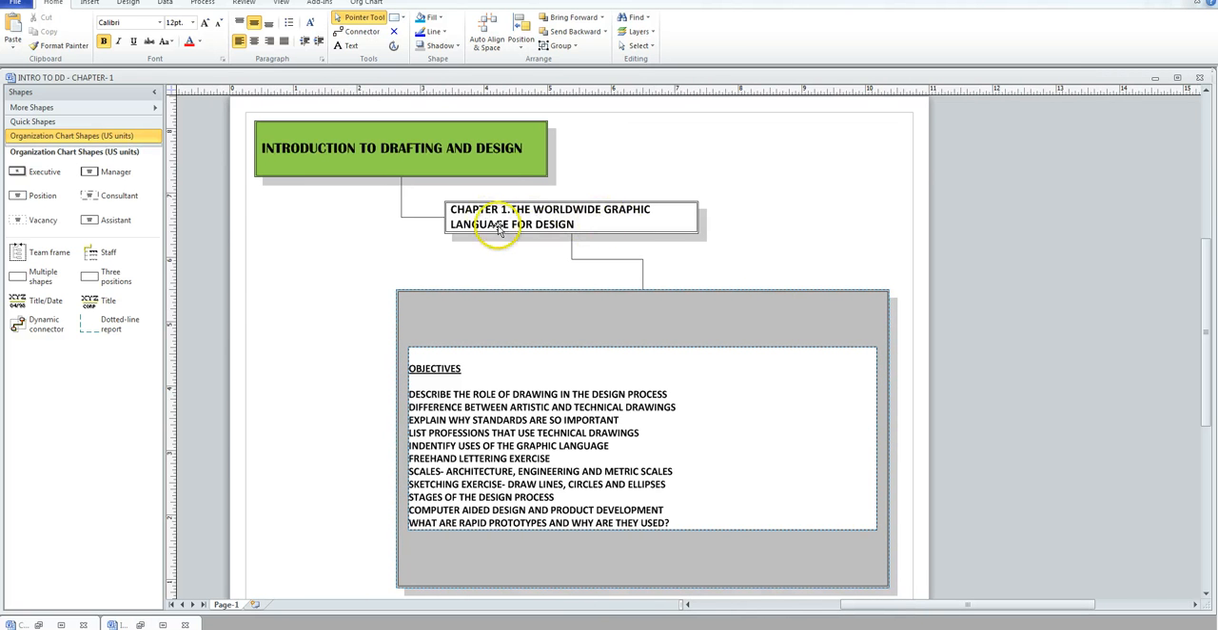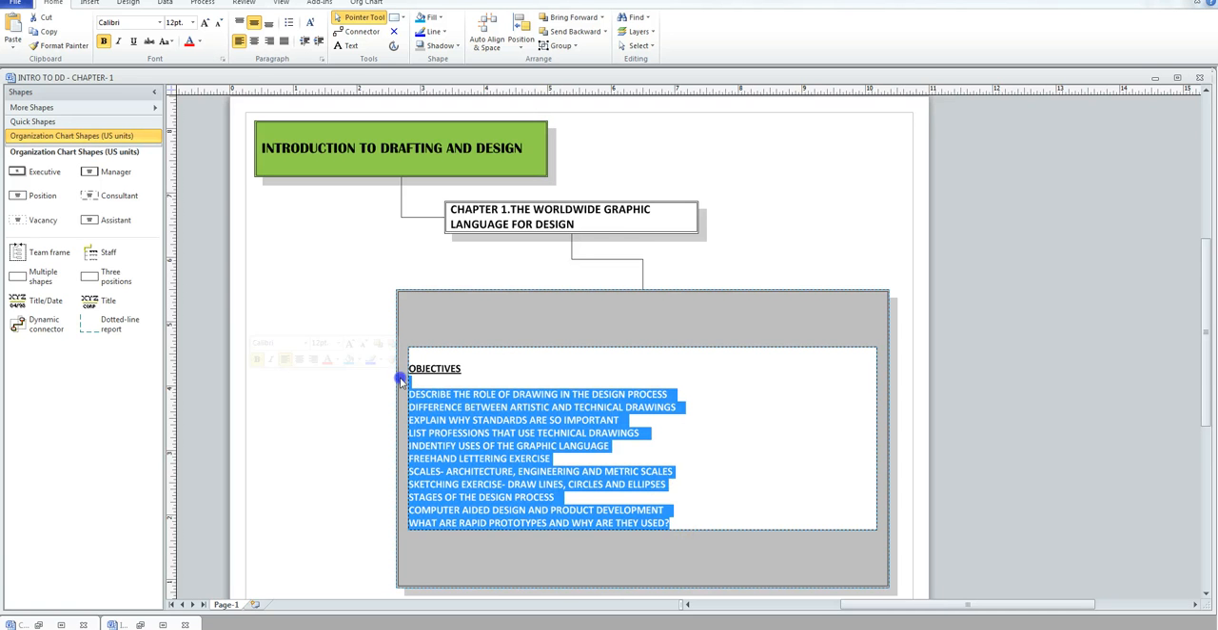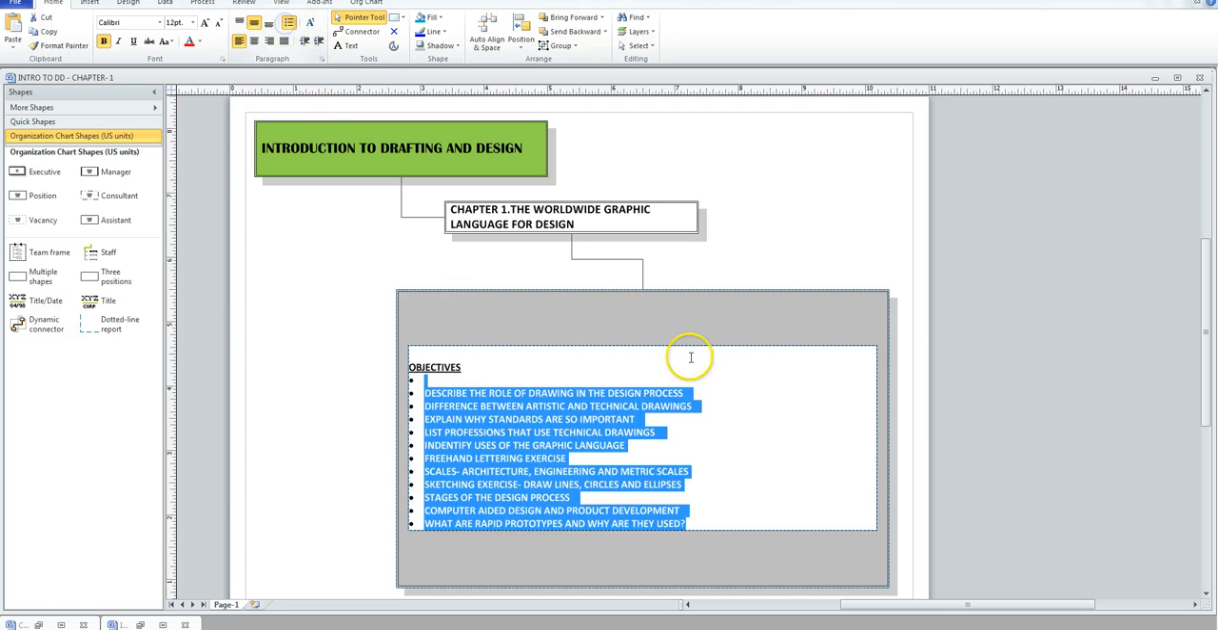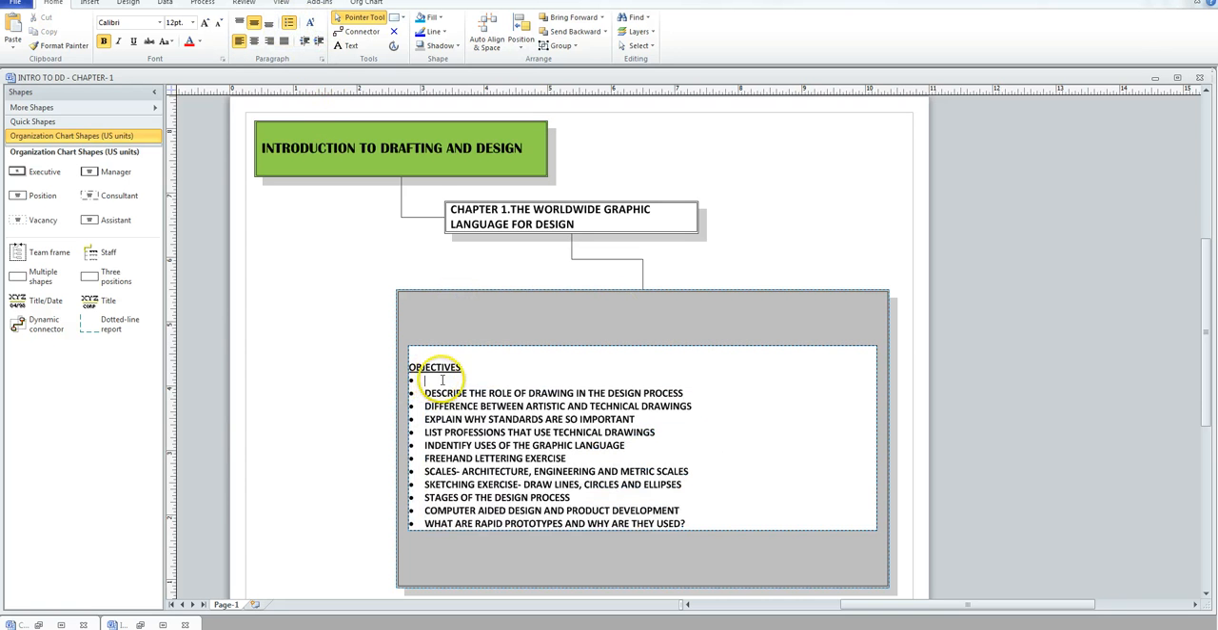So chapter 1, Worldwide Graphic Language for Design, starting with describing the role of the design process. Then the next one is difference between artistic and technical drawings. Then we'll talk about standards and why the drawing standards are so important. Let's go to the next one, is the number of professions that use technical drawing. Identify uses of graphic language, freehand lettering exercises, where I will show you how to start doing some text, and it's going to be freehand.